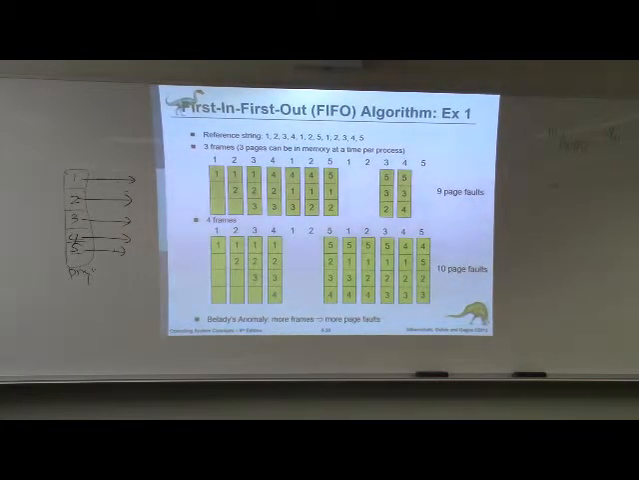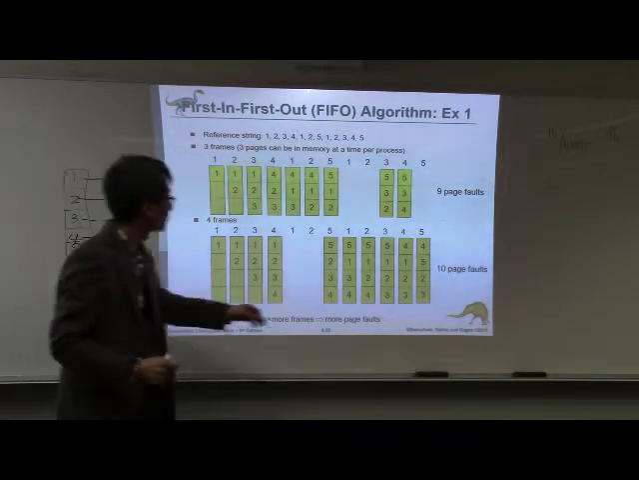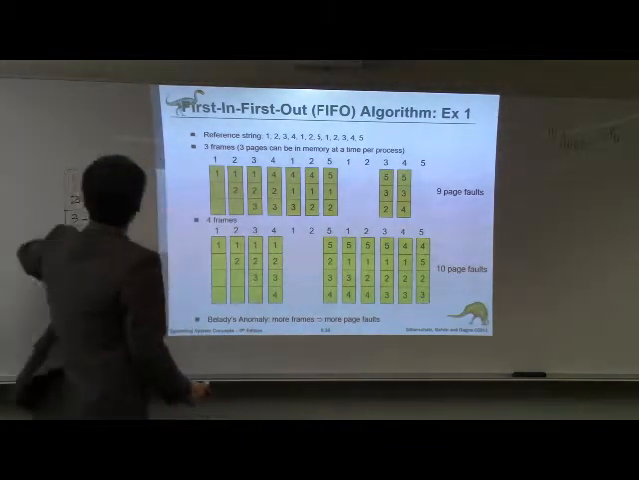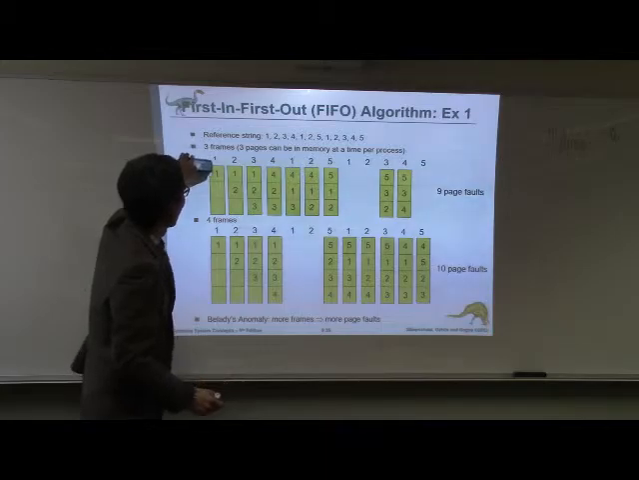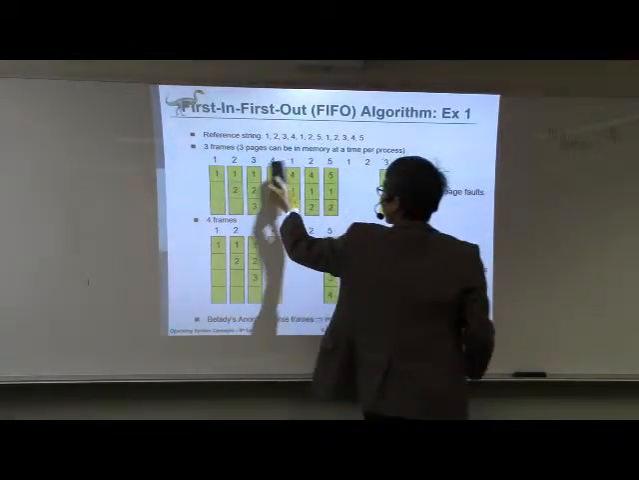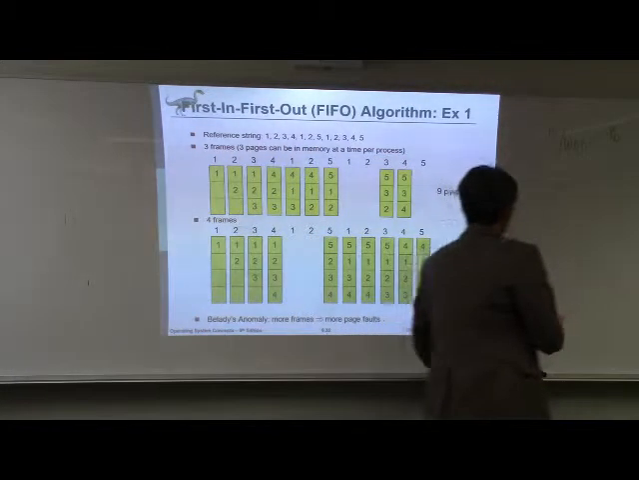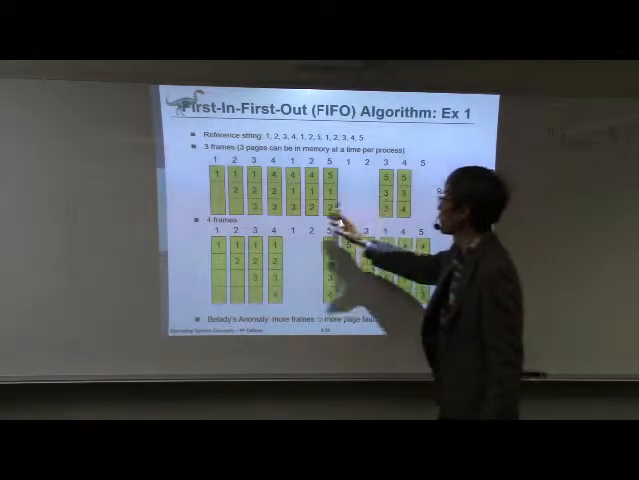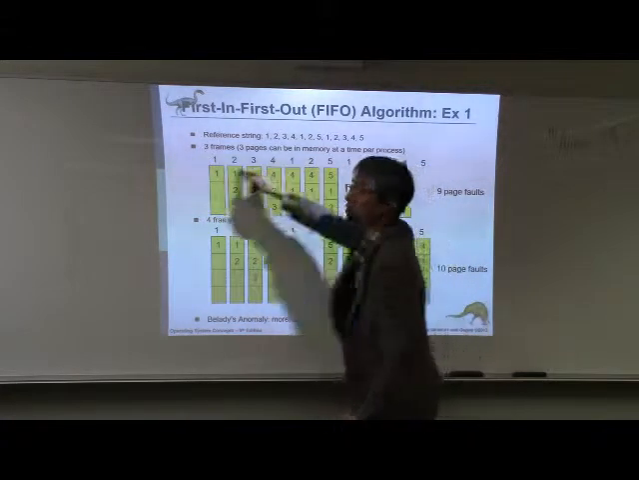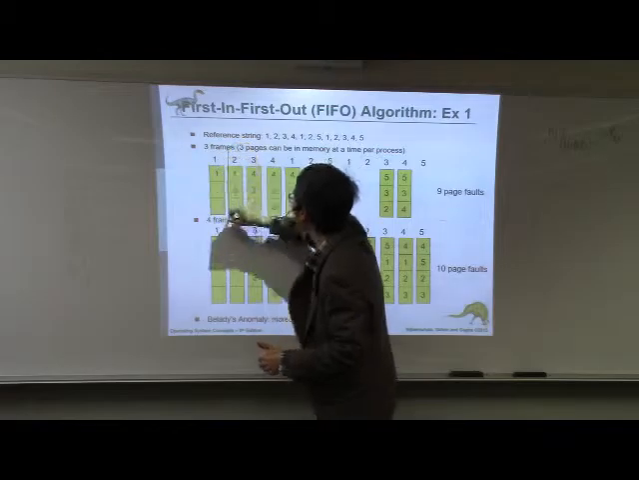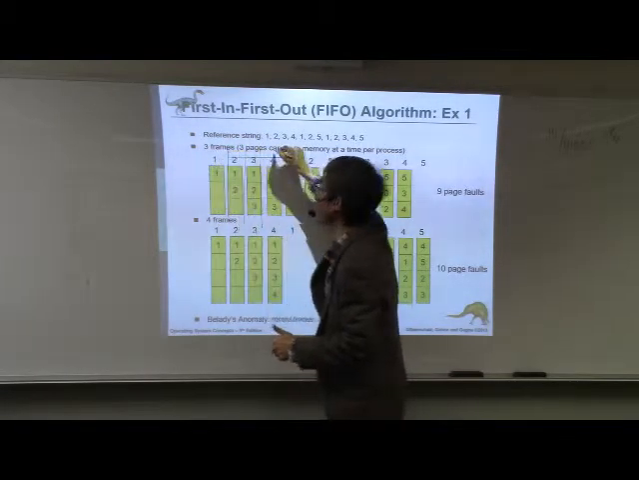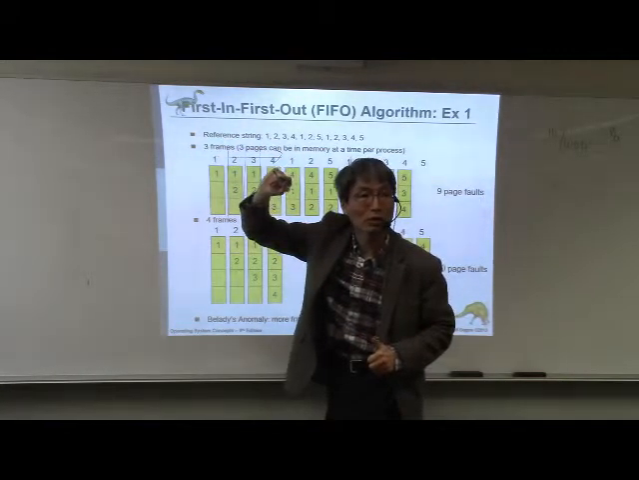So the first one, as I've mentioned, is first in, first out. How can we decide the victim? The oldest one will be the victim. So let's start. This is our page string. Okay, so we need 1, 2, 3, 4. Some students get confused about the layout of this. This is time by time, along the time.